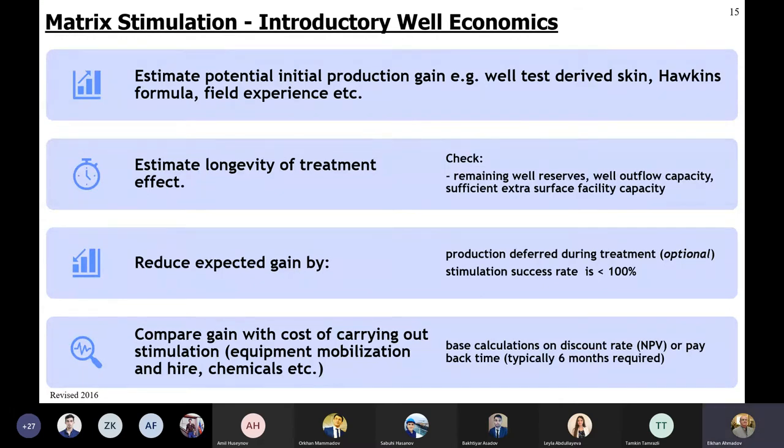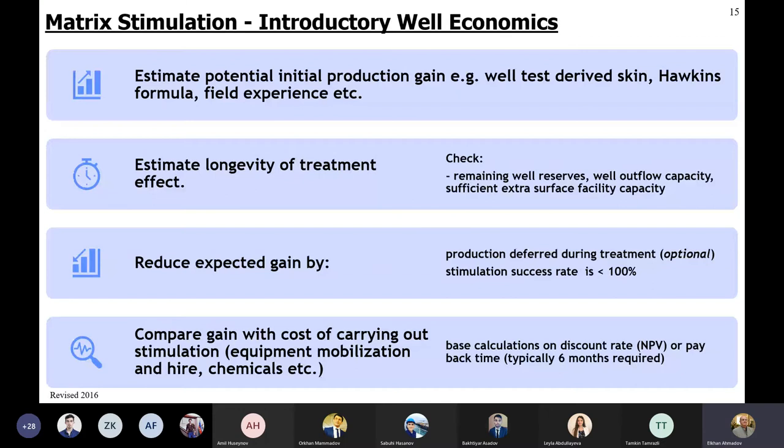And we have to look at the field experience, analog wells, the nearby wells experience for the same category of lithologies, of the well categories, etc. Then we have to estimate how long this treatment effect will last. In other words, how much reserves are in there, well outflow capacity, as we said before, the tubing capacity, surface facility capacity. Will the expected gain handle those?